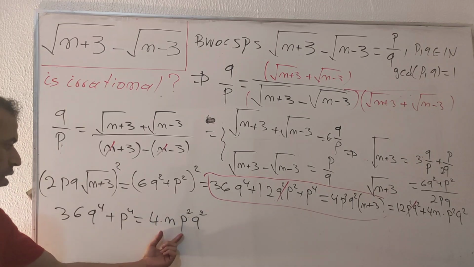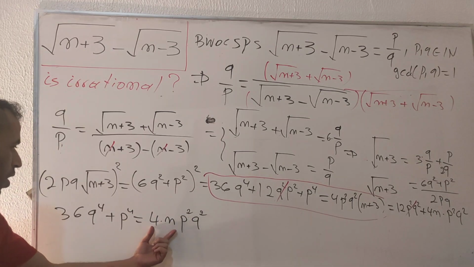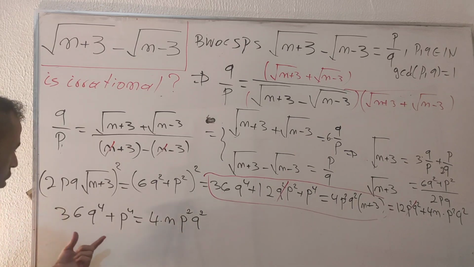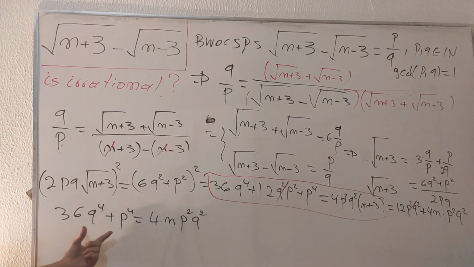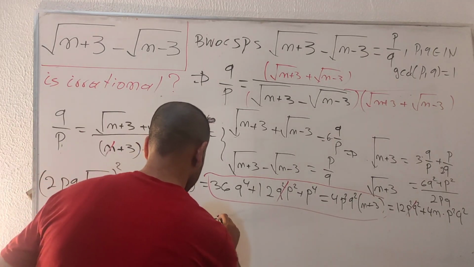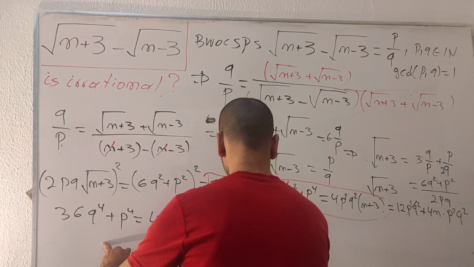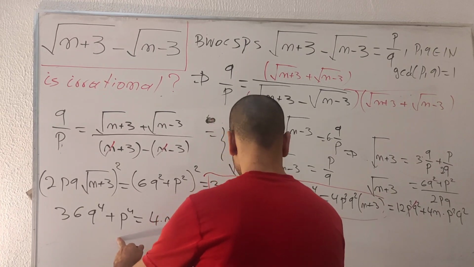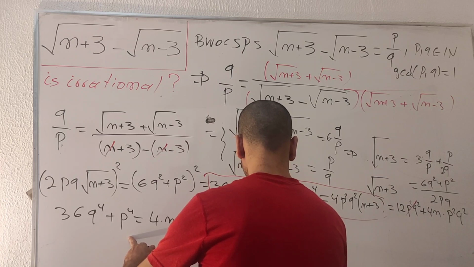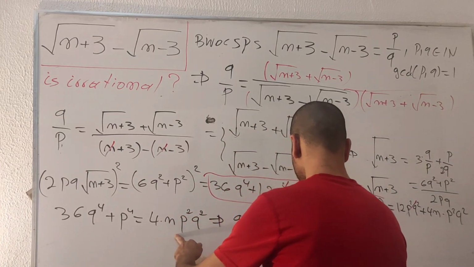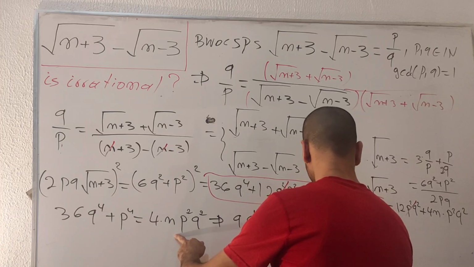Now if we take a look at the right hand side of this equation, we get number 4. We get the right hand side of this equation is a multiple of number 4, which means that, so let's divide both sides by number 4 here. So I get here 36, you get 9 q to the fourth plus p to the fourth over number 4 equals n p square q square.